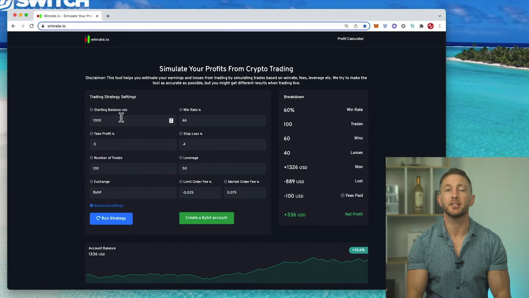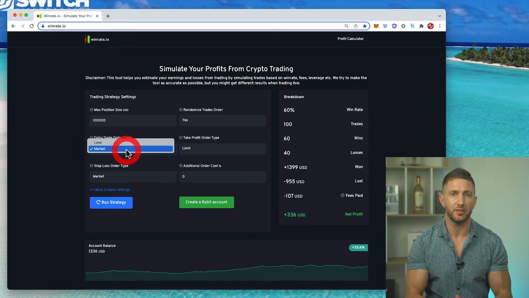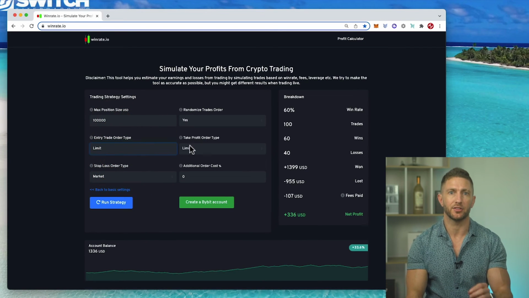With this strategy here, let's say you start out with a cash size of $1,000 USDT. Now let's say you do 3 to 4 trades a day for a month, so say 100 trades at 50x leverage, and let's assume a 66% win rate with a take profit of 0.5% and a stop loss of 0.4%. We'll set the entry as limit, the take profit as limit, and the stop loss as market. So the max position size is 50,000 divided by 50x leverage, so max trade $1,000 per trade.